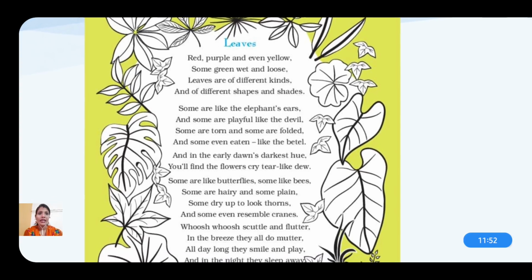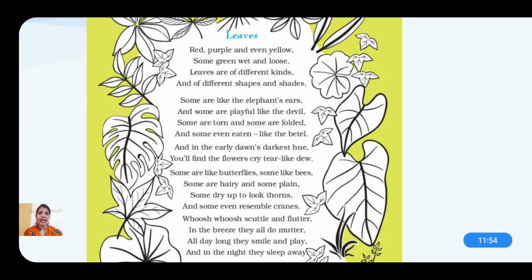Now, some are like the elephant's ears and some are playful like the devil. Devil means monster. Some are torn and some are folded and some even eaten like the beetle. Means some leaves we can eat, isn't it now? Tulsi leaf we can eat. Basil leaf means tulsi leaf, we can eat it. Neem, sometimes during Gudi Padwa we also have to eat neem leaves, isn't it? It is very bitter in taste.